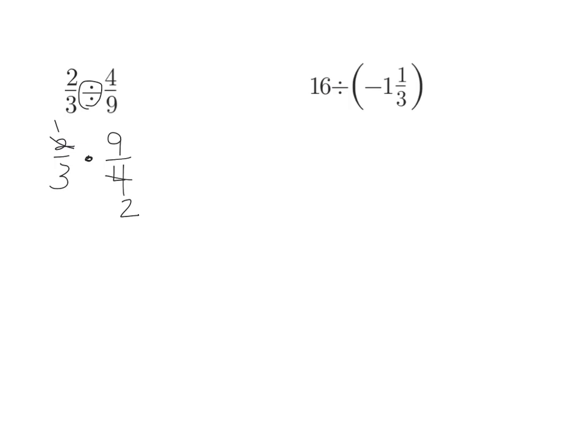And then 9 and 3 are both divisible by 3. So 9 divided by 3 is 3, and 3 divided by 3 is 1. So you multiply the top and the bottom together. 1 times 3 is 3. 1 times 2 is 2. So you would get 3/2, which you can leave your answer as 3/2, or you can change it to the mixed number 1 and 1/2.